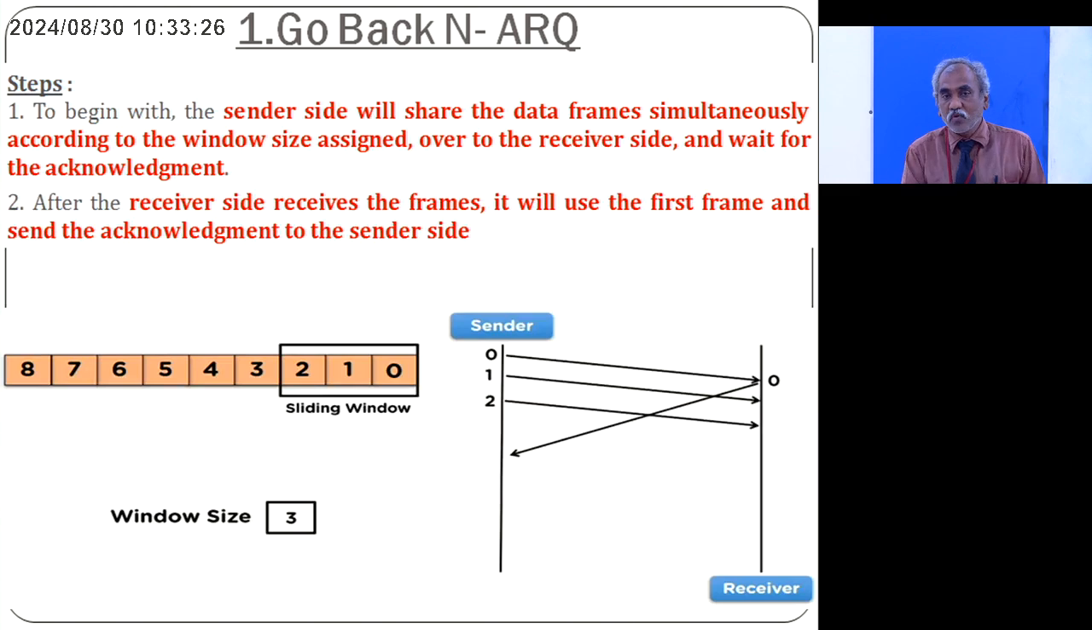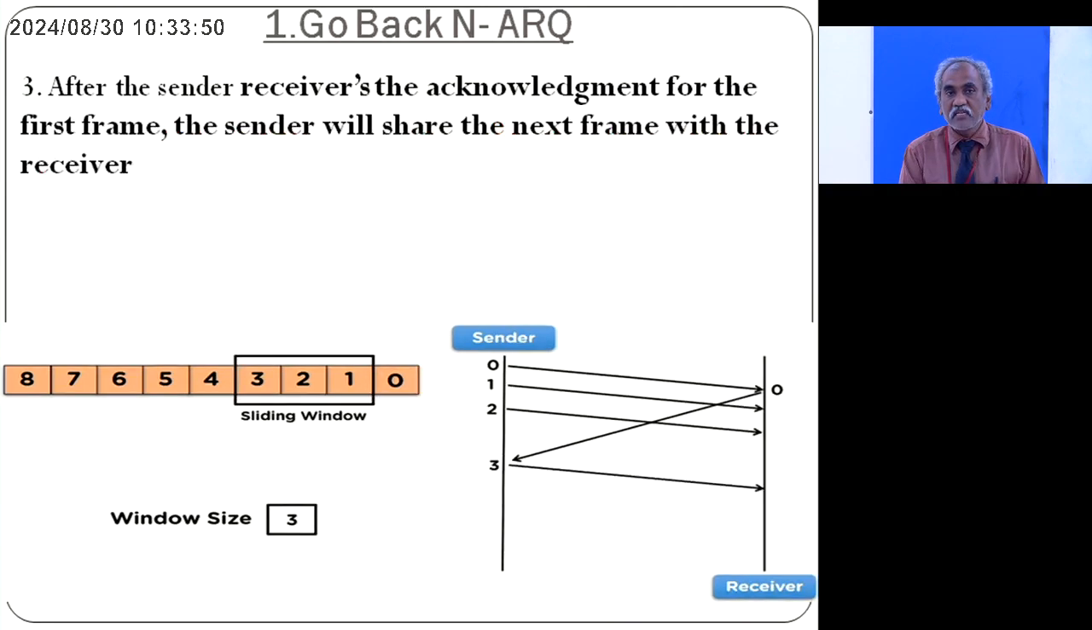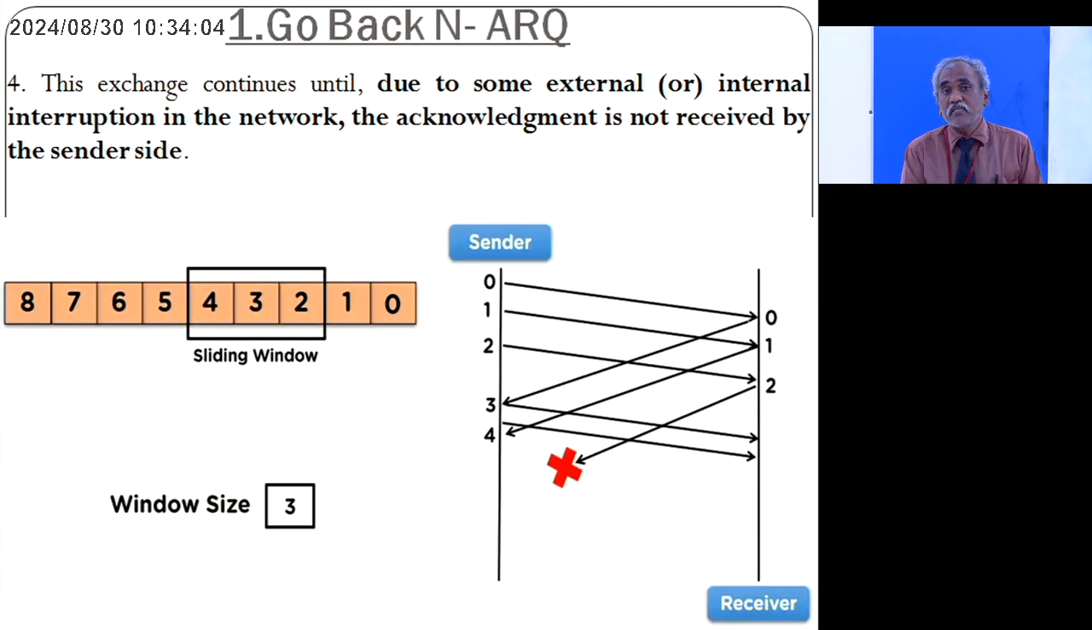Okay, so the Go-Back-N ARQ concept is explained with the help of the diagram. You see this, the window size is 3. I am sending 3 frames, 0, 1, 2, from the sender computer to the receiver computer. The receiver computer receives the first frame and sends the acknowledgement to the sender. After receiving the acknowledgement, the sender sends the next frame, frame 3, to the receiver. The receiver receives the frame and sends the acknowledgement for the second frame.